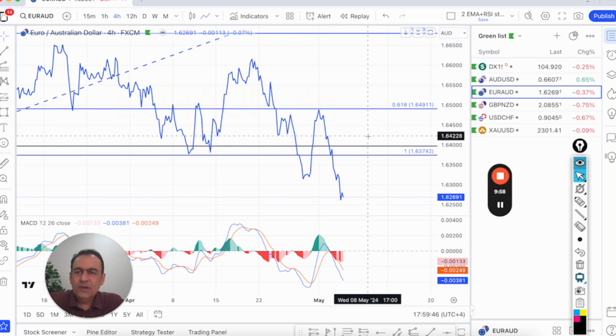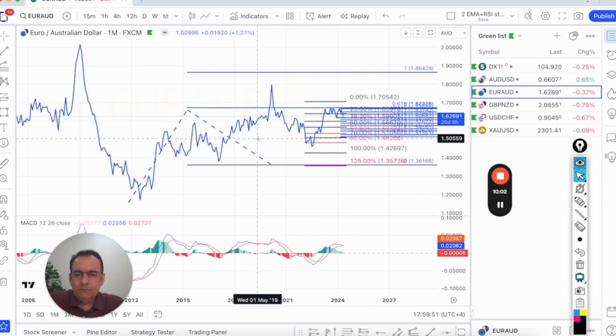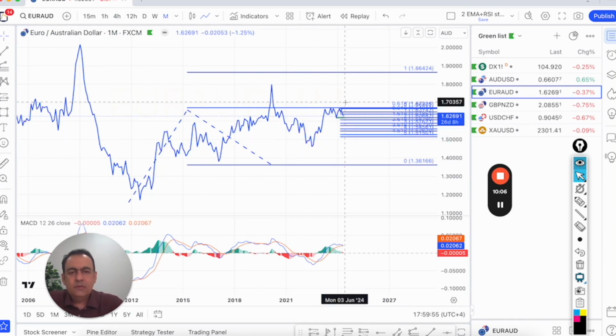Now, if I'm comparing the Australian dollar and the euro, the next instrument is EURAUD, and starting from the monthly time frame, I'll just remove these extra drawings from the right hand side.